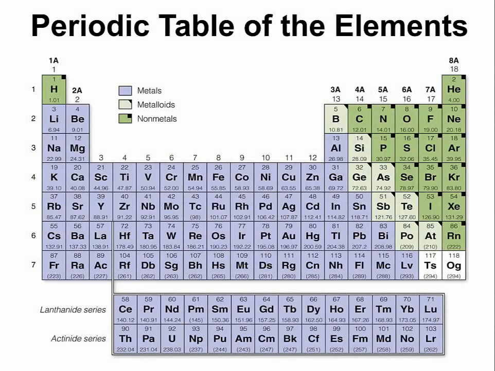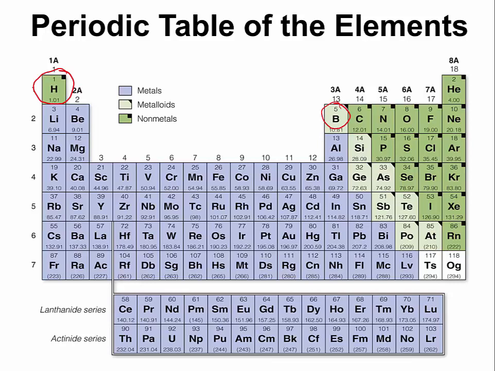Let us now take a look at the symbols of the elements in the periodic table. If you have only one letter in the symbol, it will be a capital letter. For example, capital H is for hydrogen, capital B is for boron, and so on.